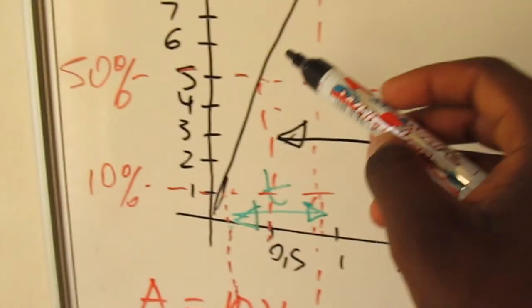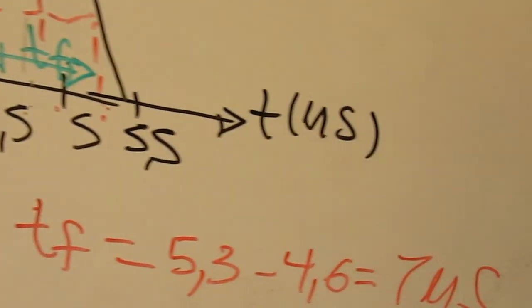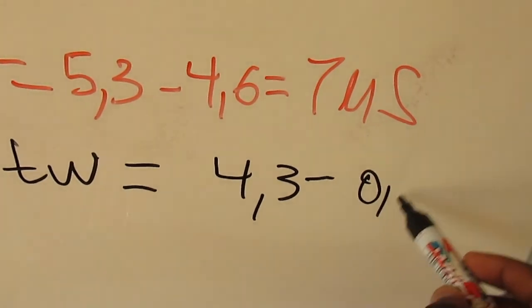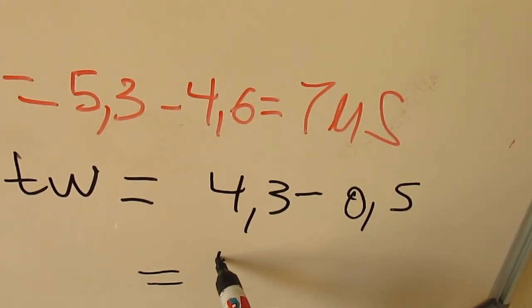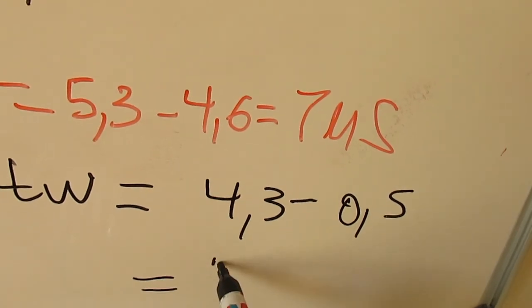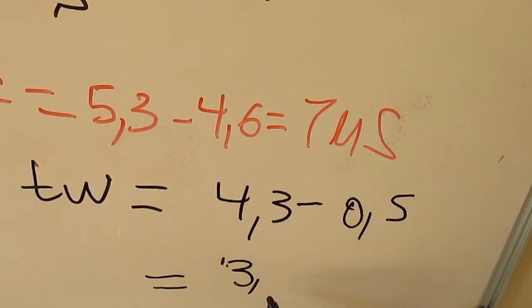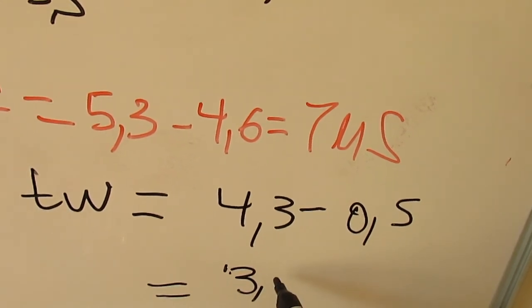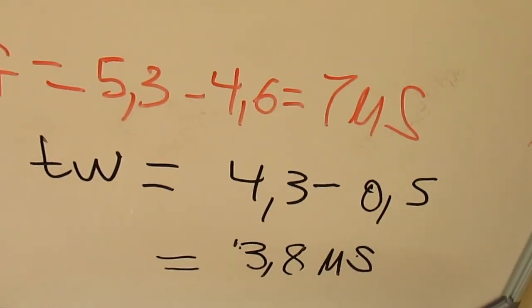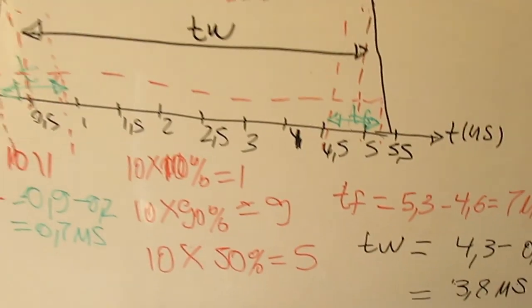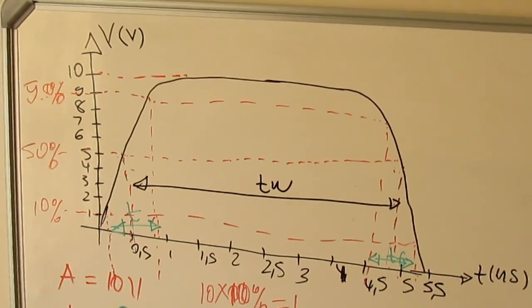Then you look here, you can check 50, it's 0.5, then minus 0.5. So this is going to give us 3.8 microseconds. So that's how you do this small calculation when it comes to this graph, a nonideal graph.